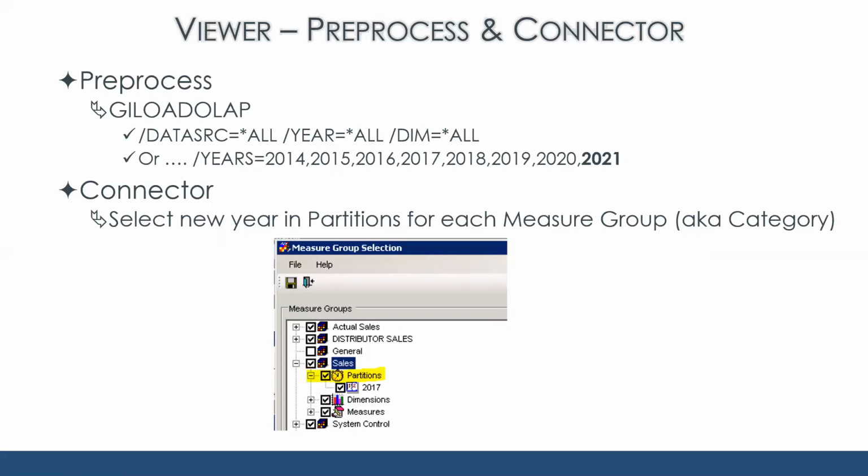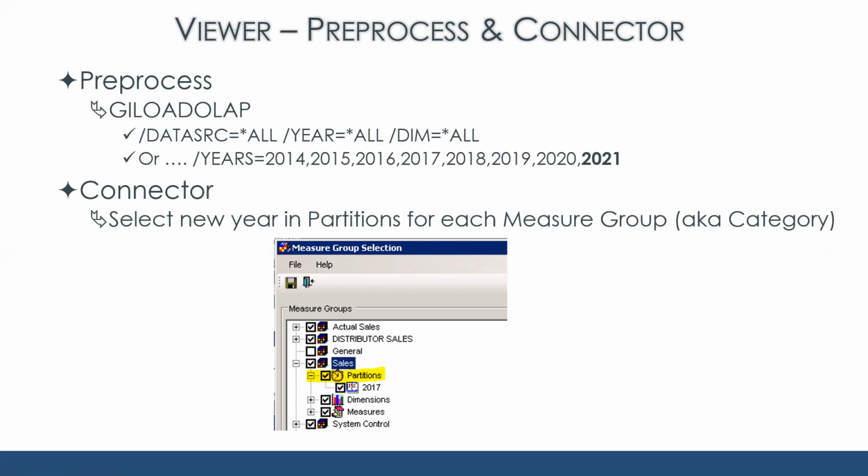Or if you've been very specific about what years you want to process with this command, just make sure that new year is out there. And then finally, on the connector side, it's pretty simple. Go ahead and just click on that new year in the partitions. And you've got to do that, remember, for each category or each measure group. There's not one global setting for the new year. You have to do it for each of the measure groups.